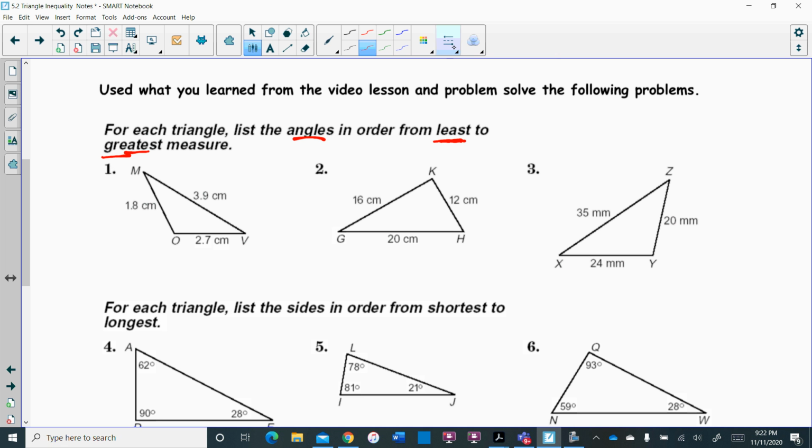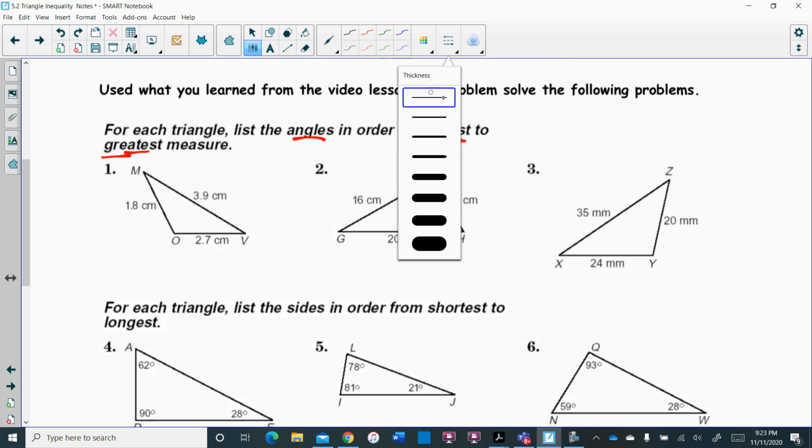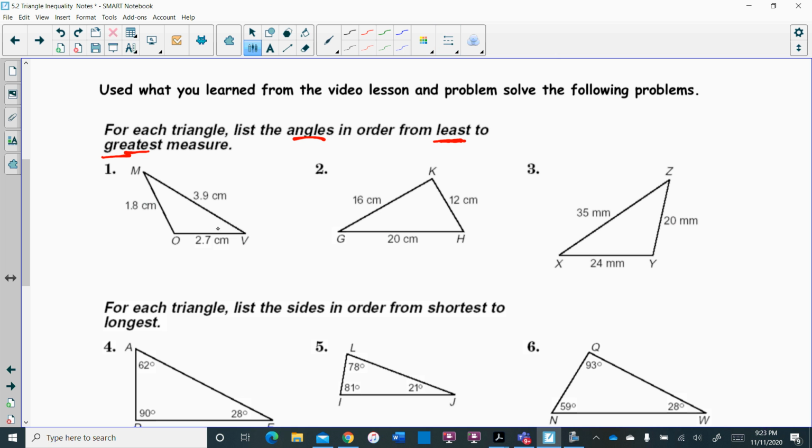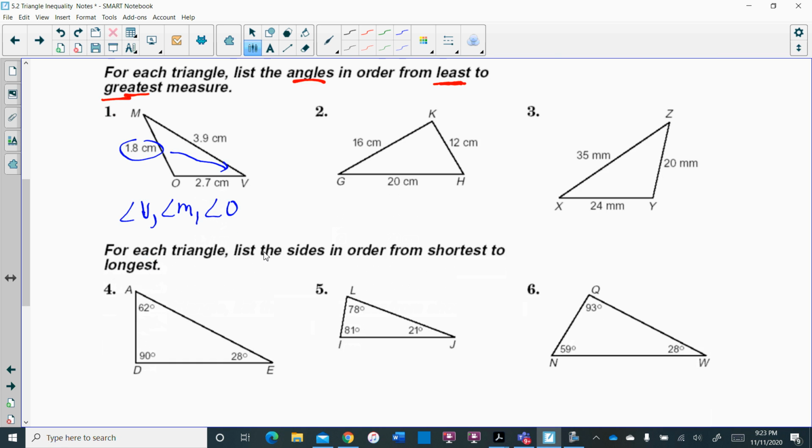In a problem like this, you would find the smallest number, for example this is the smallest number, and then go across, and that would be my smallest angle. Then the next smallest would be 2.7, and across would be angle M, and then angle O. So we're just listing the angles from least to greatest. Don't forget your angle symbol. Don't just put the letter.